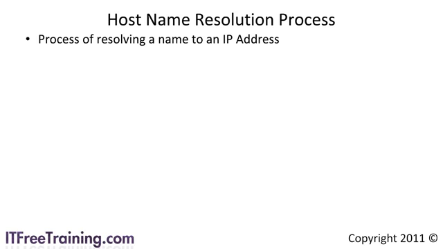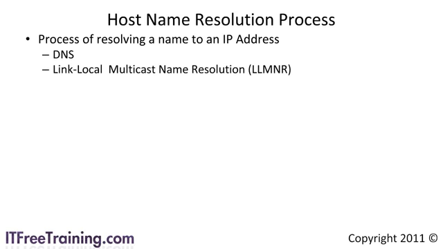Windows has 3 different ways of resolving a host name to an IP address. These are DNS, Link-Local Multicast Name Resolution, or LLMNR, and NetBIOS. Windows will favor DNS in resolving host names. However, on a network without a DNS server, or when the DNS server does not have a record for that host address, a different method of host resolution must be used.